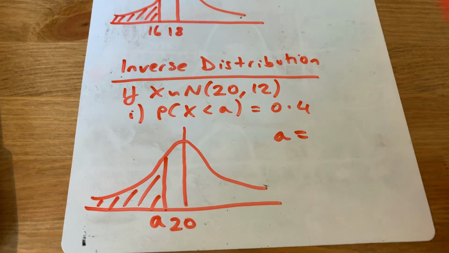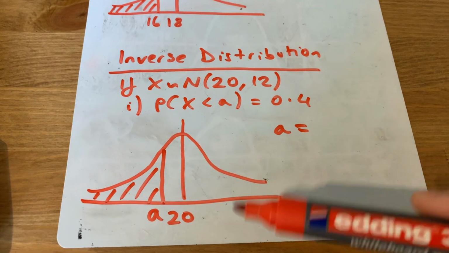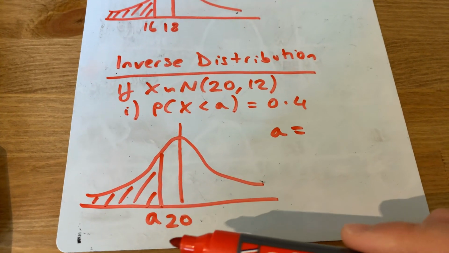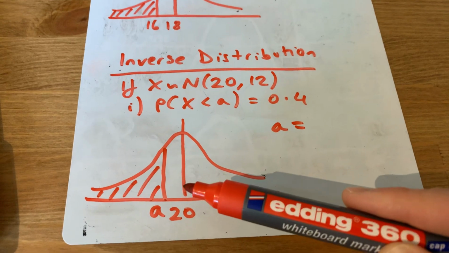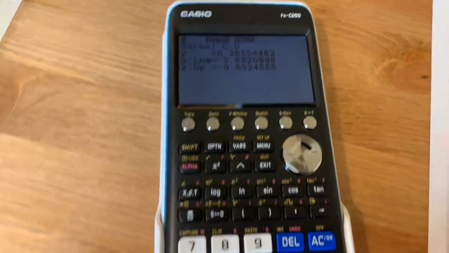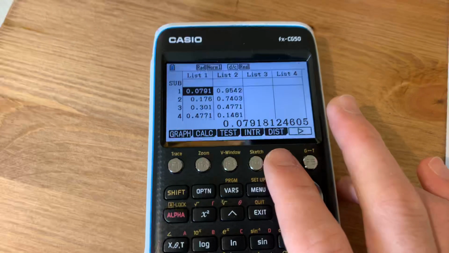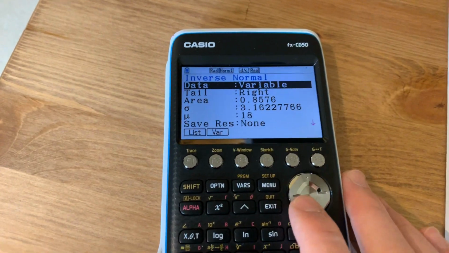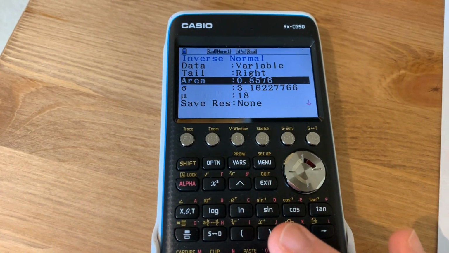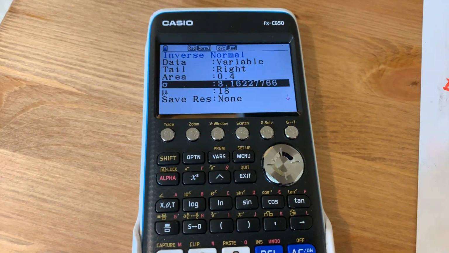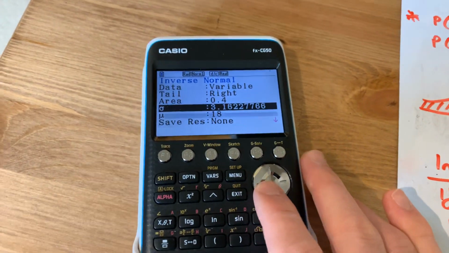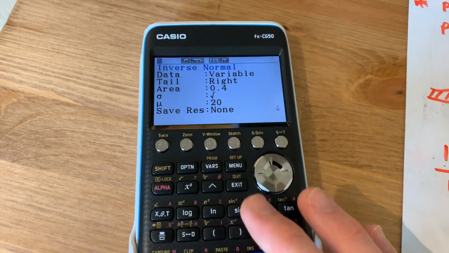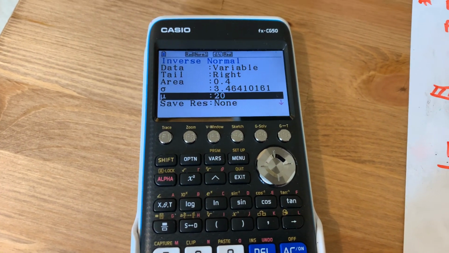So we're working backwards. Now again, just thinking about the bell-shaped curve and understanding the symmetry, because it's only 0.4 and it's a less than question, we know that a has to be less than 20 because it's less than 0.5 again, isn't it? So what we're going to do is go to our calculator. We're going to go distribution, normal, and there's an inverse normal distribution. Now, the key thing, the area, as I said earlier, is the same as probability, so I'm going to put 0.4 there. We need to put in our mu, which is 20, and I think we said that our sigma was going to be root of 12, which it will convert to a decimal.